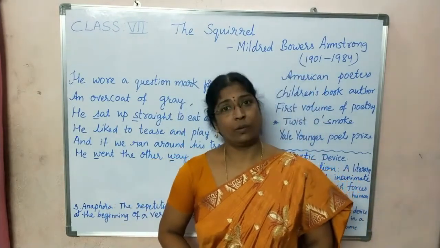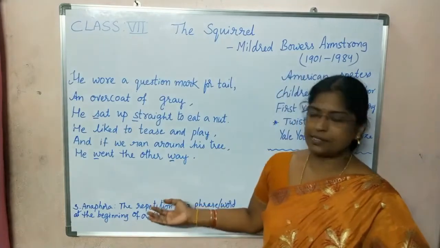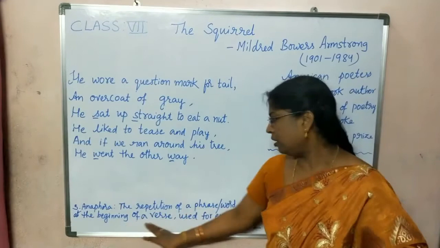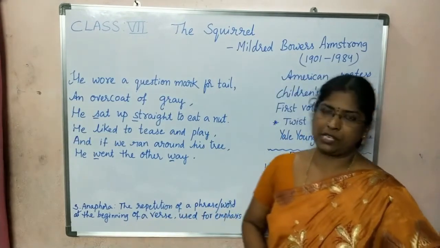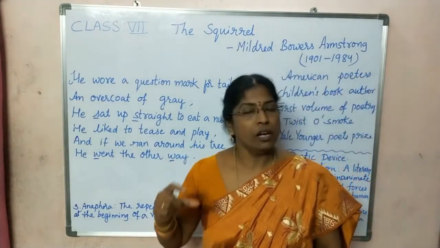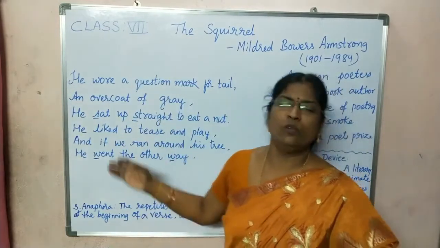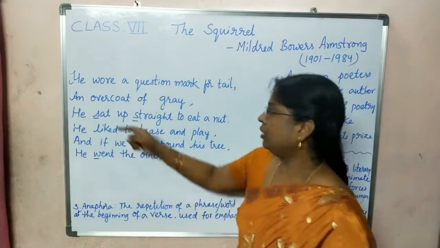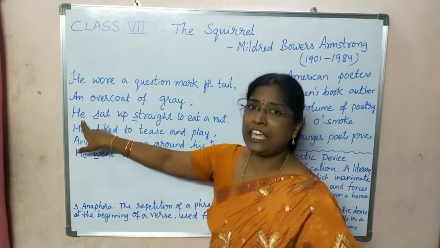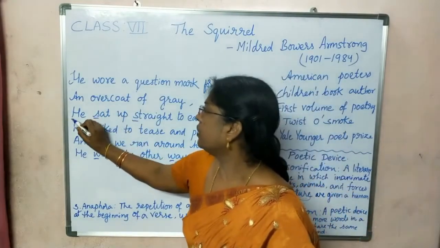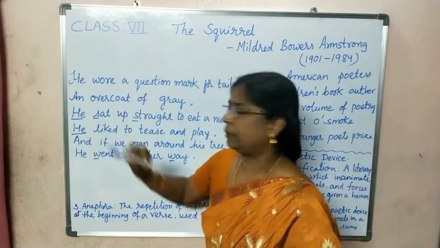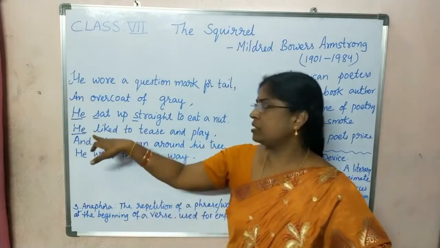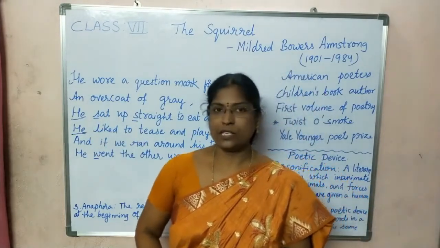So the other literary device is anaphora. So what is this anaphora? Anaphora is the repetition of a phrase or word at the beginning of a verse, used for emphasis. So it is a repetition of a word. In the poem, let us see which word is repeated at the beginning of the line. See here the third line, "He." And the next line again begins with "He." So this is the continuous repetition of the word. So this is anaphora. So is this clear, children?